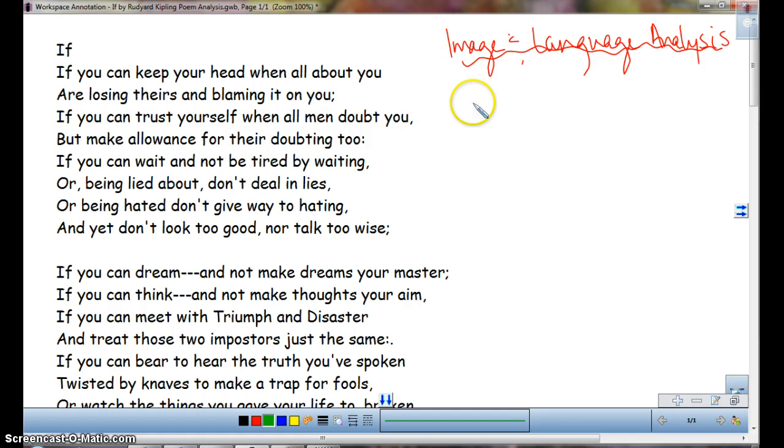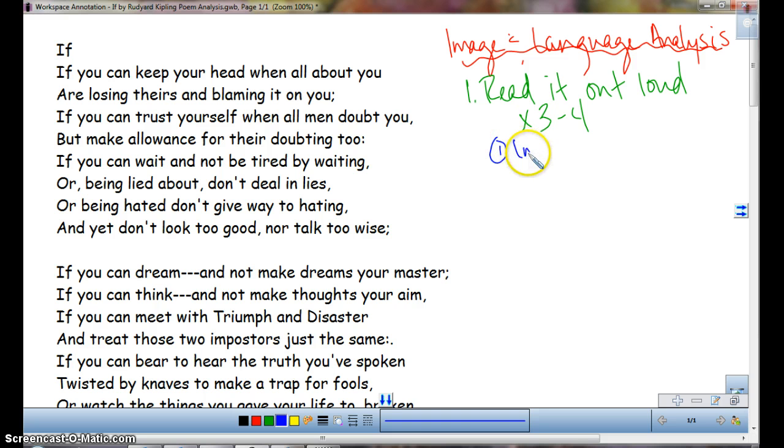Okay, the very first thing that you need to do is read your poem out loud. And you need to read your poem out loud upwards of 3 to 4 times. Every time you read it out loud, you need to have done something different. The first time that you read it, what you want to be focusing on are things like images that come to mind.